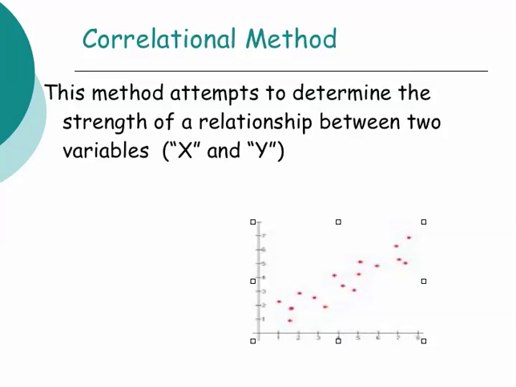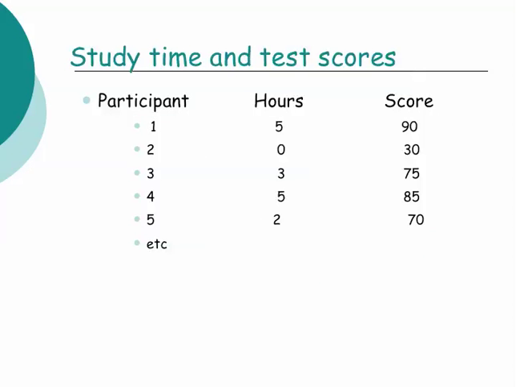In this segment, I'd like to talk to you a little bit about the correlational method. This research method attempts to determine the strength of a relationship between two variables, x and y. Suppose we want to know if how many hours someone studies for a test can predict their exam score.